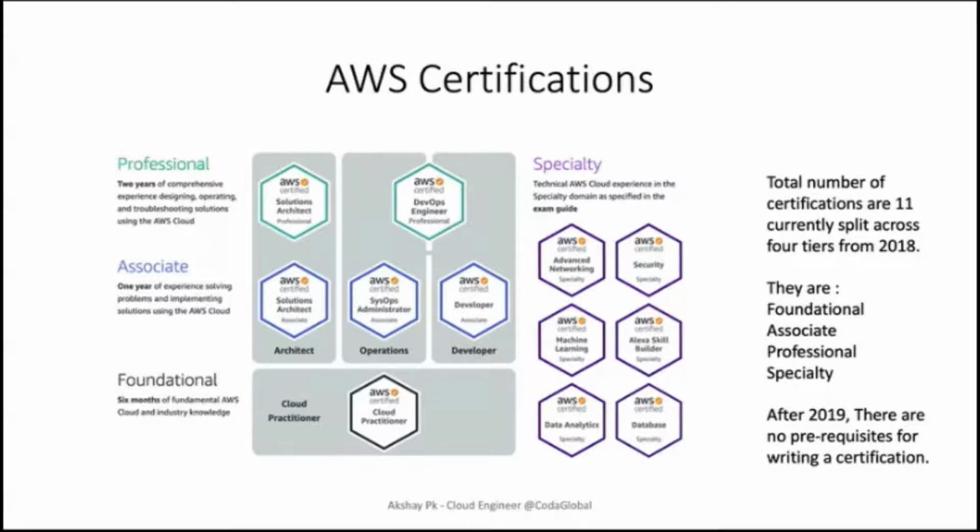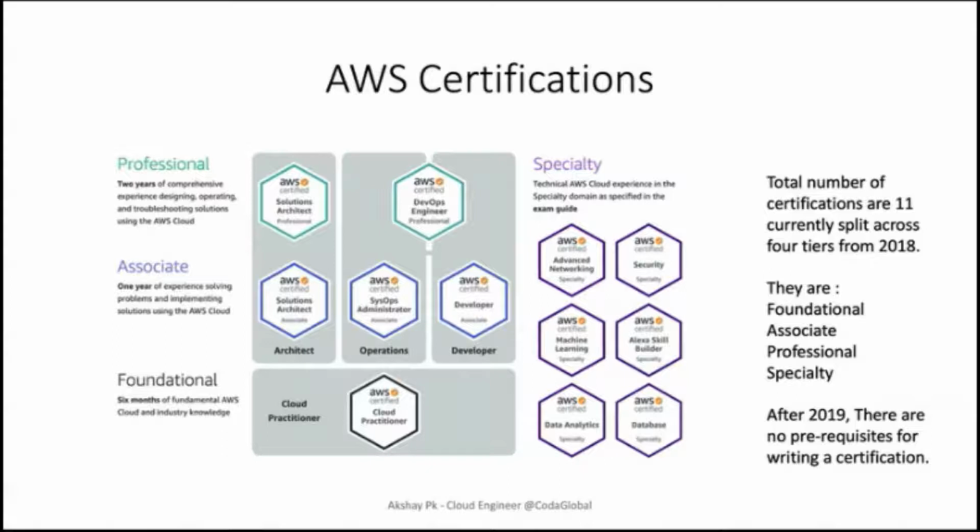And they have segregated it into different levels. You have the foundational level where you have the cloud practitioner. You have the associate level where you have solutions architect associate, sysops administrator associate, and developer associate. In the professional level, you have solutions architect professional and the DevOps engineer professional. On the specialty level, you have 6 right now from March 2020 onwards. So you have advanced networking specialty, security specialty, machine learning specialty, Alexa skill builder specialty, data analytics specialty, and database specialty.